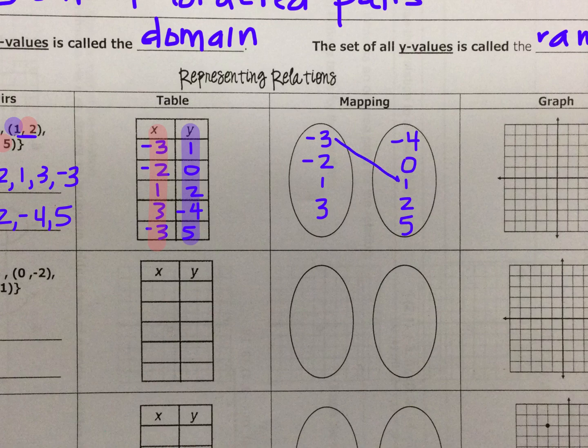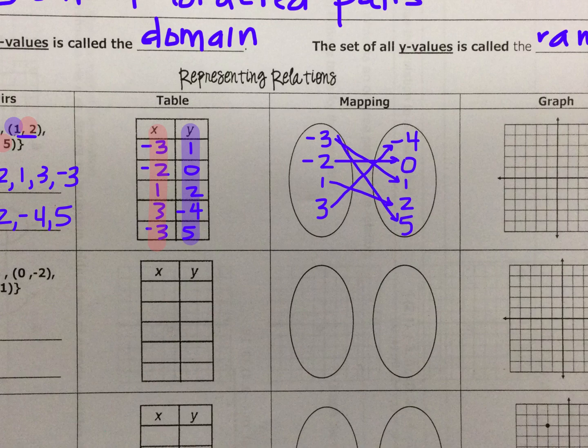-3 goes to the 1. -2 goes to the 0. 1 goes to the 2. 3 goes up to the -4. And then the -3 also goes down to that 5.